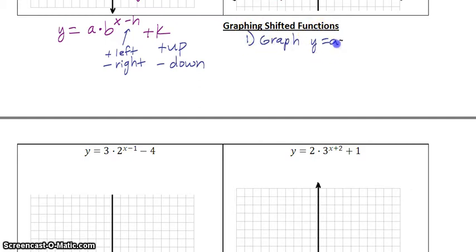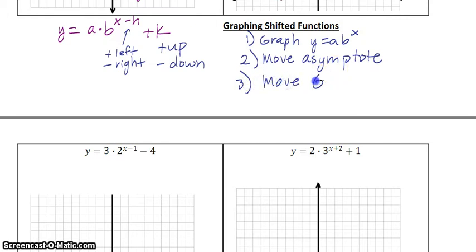And now to graph our shifted equations, we're going to first graph the quote-unquote parent function. There's not really a parent function for exponential though, it's just going to be the format without the shifts. Then step 2, we're going to move our asymptote. In step 3, move the whole graph. So let me show you that on the other page. Pause and write those down if you need extra time, and then when you're done, flip it over.